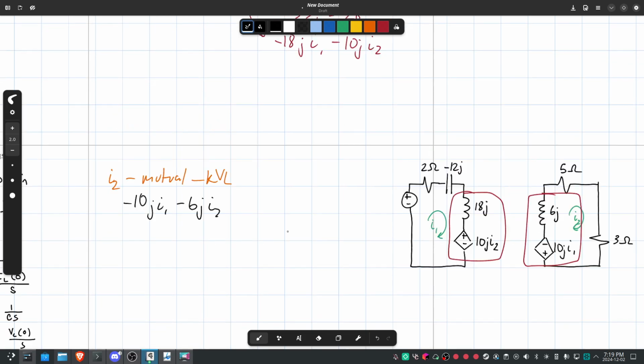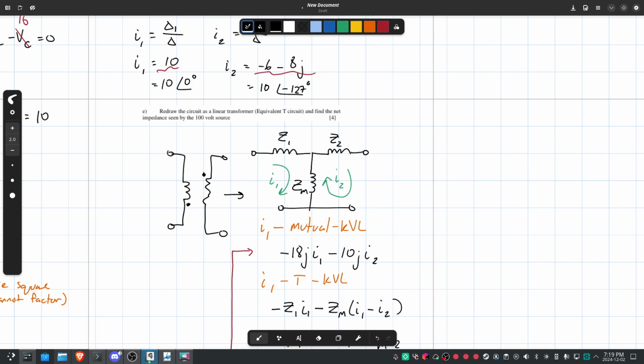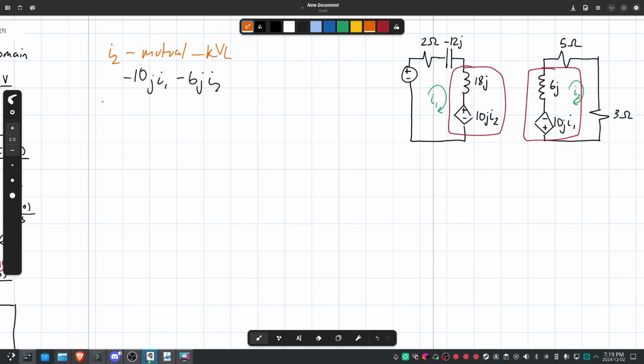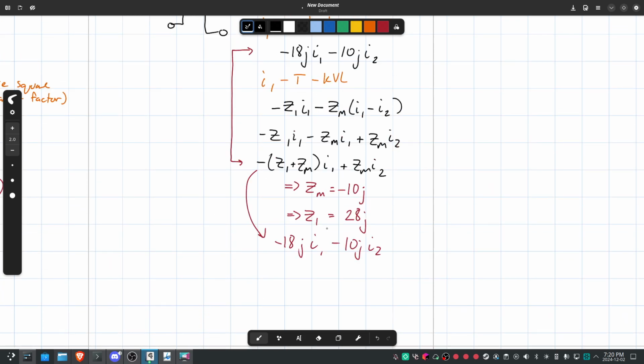And what about in our new circuit? In our new circuit, I2 in a T circuit in KVL, we're going to have negative Z2 I2 minus ZM, I2 minus I1. Everyone understand that? You do the same stuff. It's the exact same process. Shouldn't be any confusion about it. So ZM we already know. So that's going to be negative 10J. Wait, sorry.